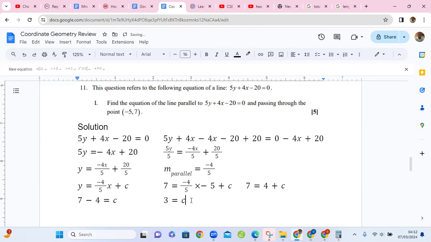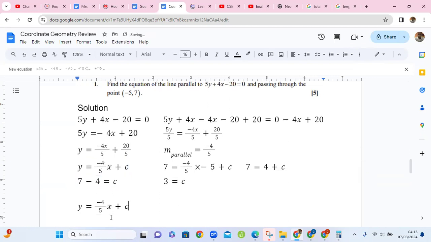And now we can complete the equation. y is equal to minus 4 over 5 x plus 3. And that's the parallel line. As for the parallel, y is equal to minus 4/5 x plus 3.